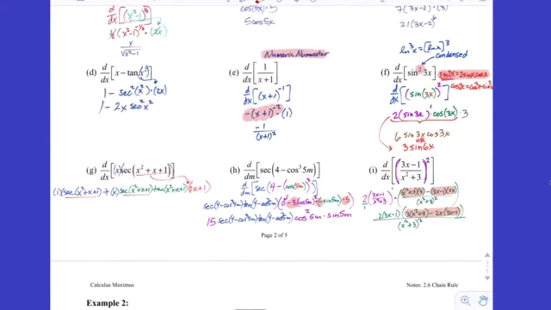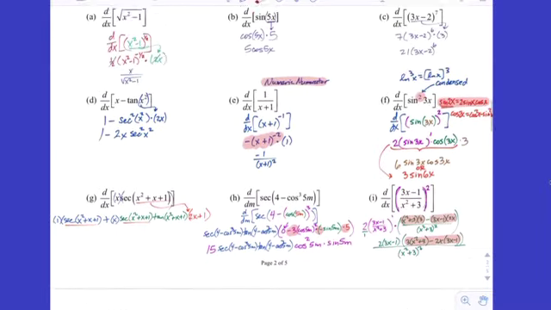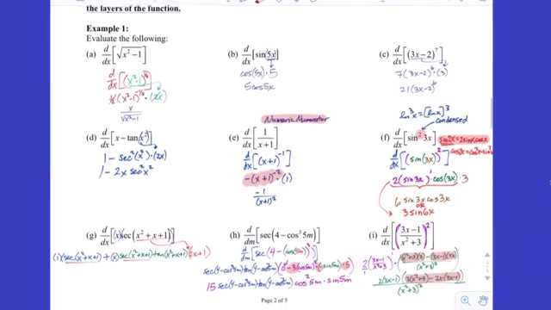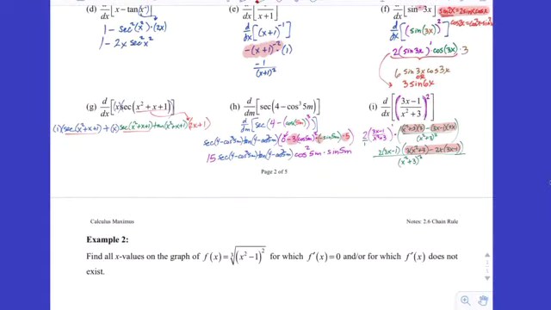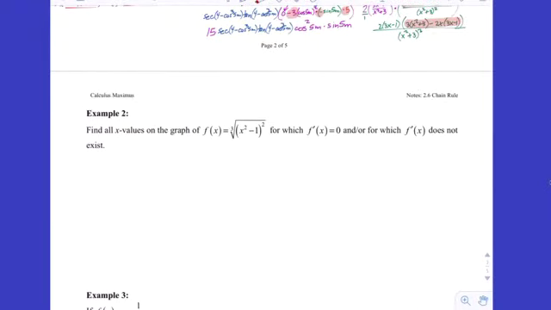All right, any questions on those? So far, so good? Chain rule? Chain rule. All right, well, that takes care of example 1. That was a long example 1. It spanned 2 days. We're on example 2 now.